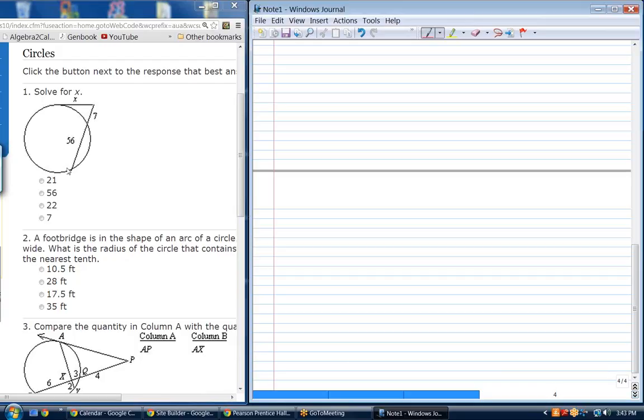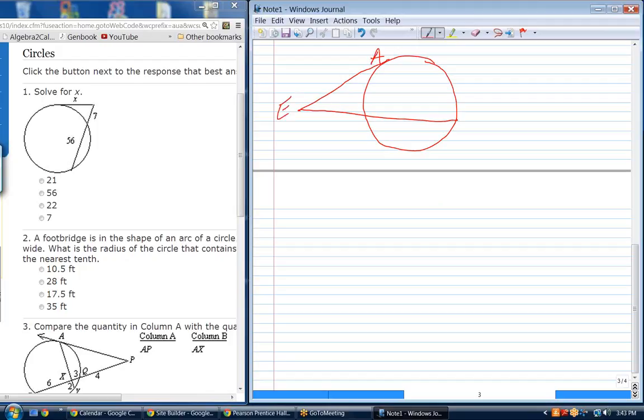This 56 is the measurement of this chord. Is that correct? I think so, yeah. Okay. All right. Here's the general theorem. If you have a tangent and you have a chord, EA squared is equal to EC times ED.